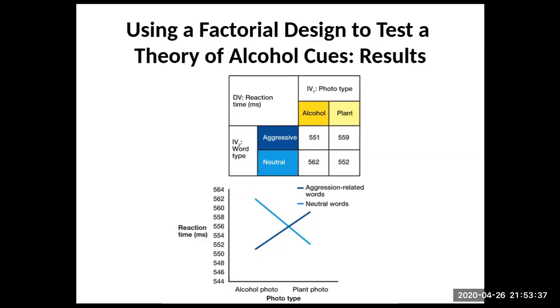Alcohol photo with neutral words took the longest amount of time, and a plant photo with aggression-related words was kind of in the middle there. Now the graph is really sort of zoomed in, just so you can see this effect. Because if you look at the numbers, 551, 559, 562, and 552, these are milliseconds. That is, the difference of 10 milliseconds is really not a lot. But if you zoom in on the graph, you can see it on the graph.